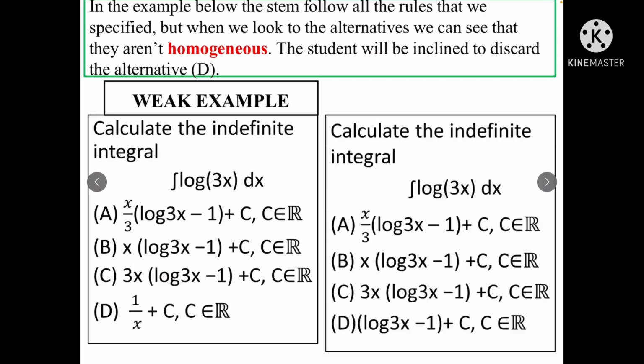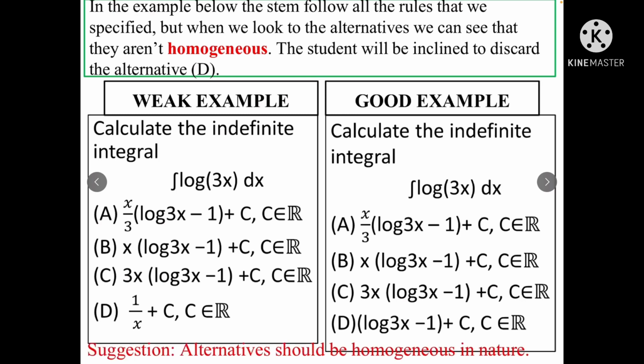The correct question should be like this. Calculate the indefinite integration of log 3x dx. I am writing here the option 3 just similar to the options A, B, C. So the suggestion for this is alternatives should be homogeneous in nature.